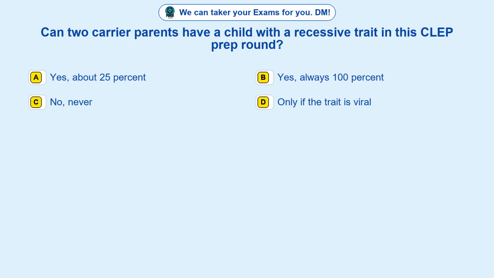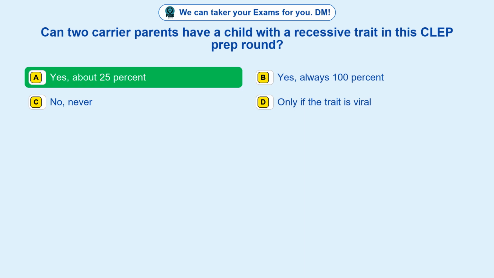Question 11. Can two carrier parents have a child with a recessive trait in the CLEP prep round? Option A. Yes, about 25%. Option B. Yes, always 100%. Option C. No, never. Option D. Only if the trait is viral. The correct answer is option A.